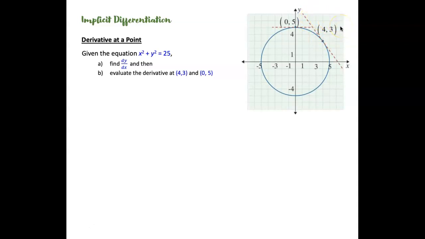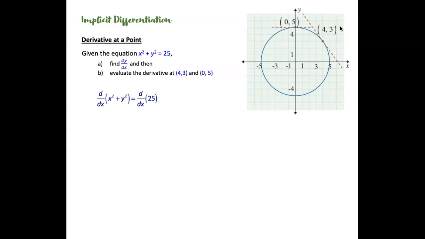Isn't that cool? And obviously, the same is true for that point (0, 5), right? (0, 5) also lies on the circle, and dy/dx at (0, 5) is going to give us the slope of the tangent line at that (0, 5) point. And hopefully, again, you remember what the slope of a horizontal line is. Let's see if it works.